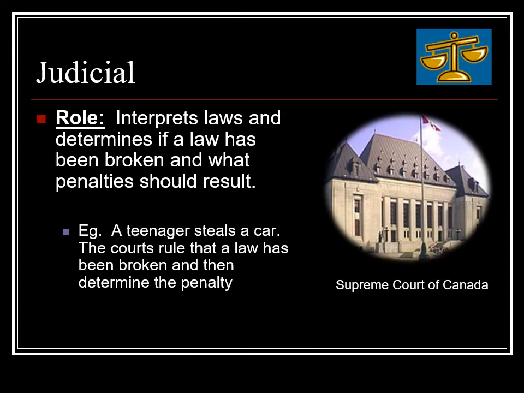The judicial branch of government, or the court system, interprets laws and determines if a law has been broken and what penalties should result. The job of the judicial branch of government is also to make sure that new laws created by the legislative branch do not conflict with the Canadian Constitution or the Charter of Rights and Freedoms.